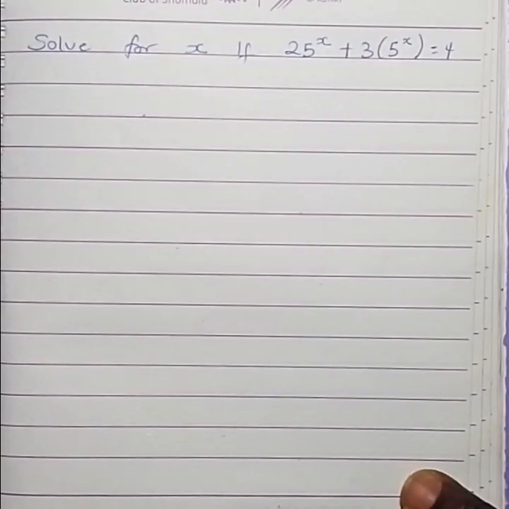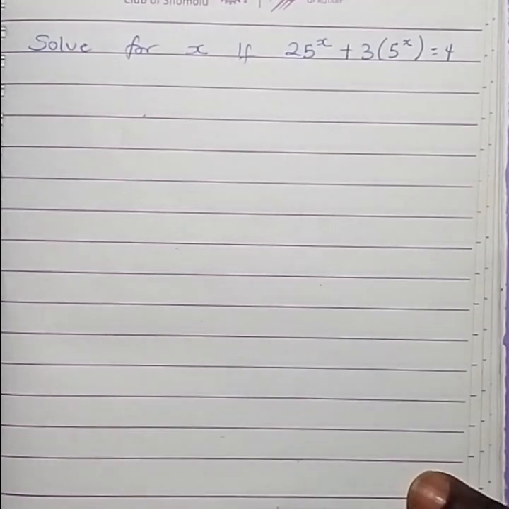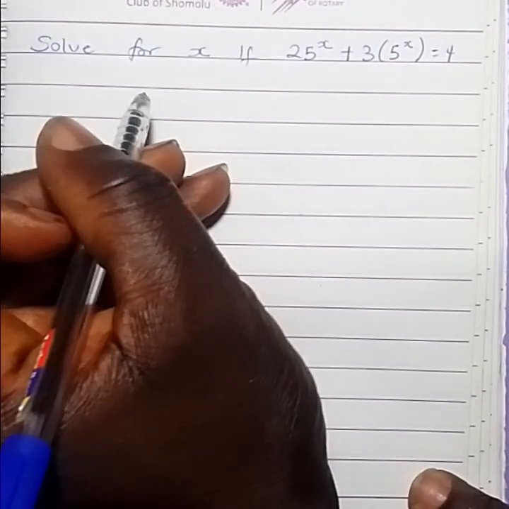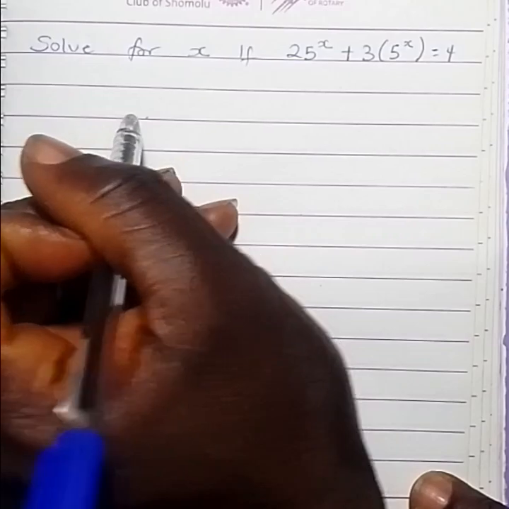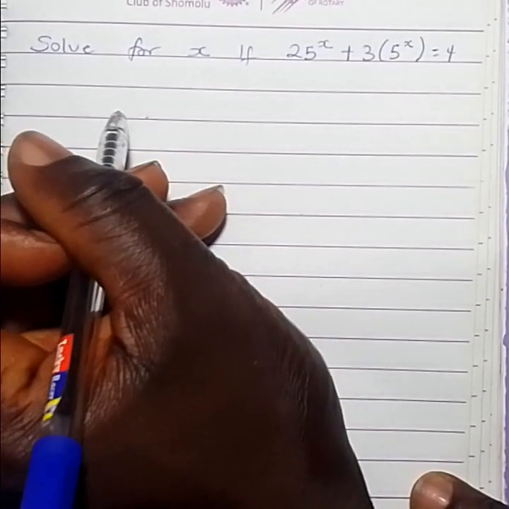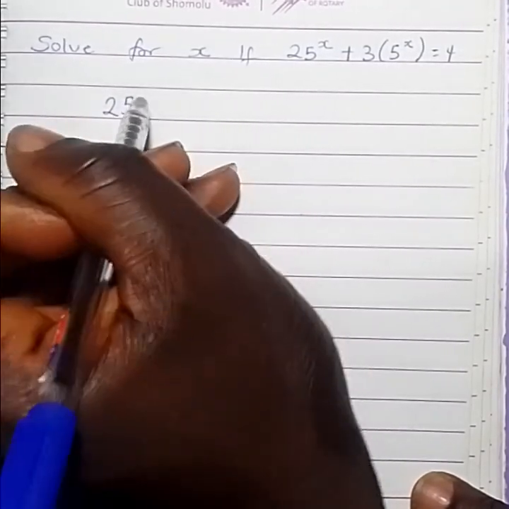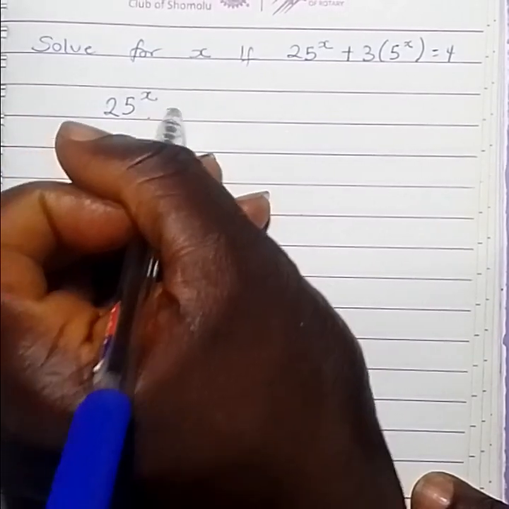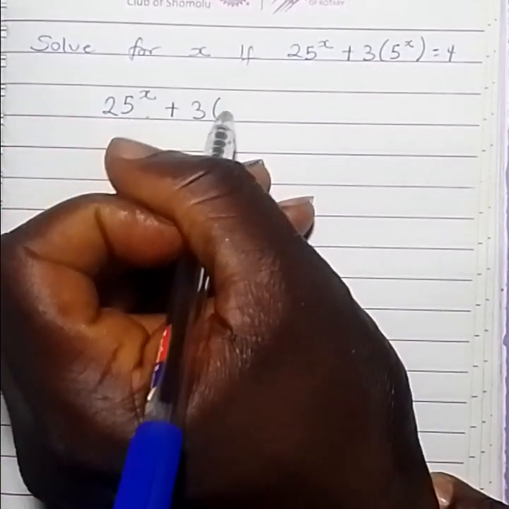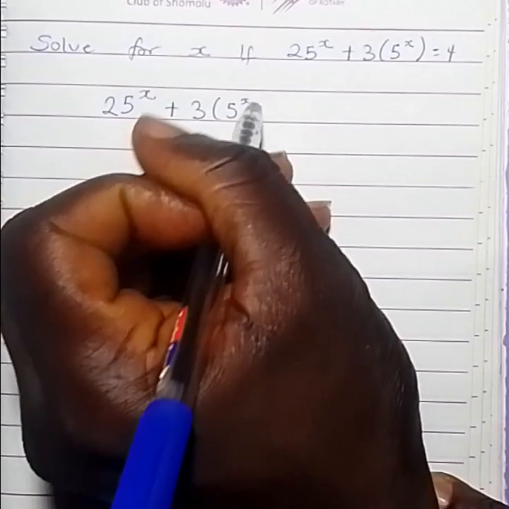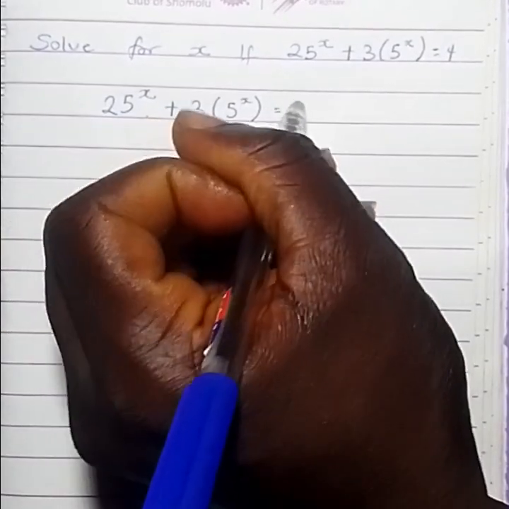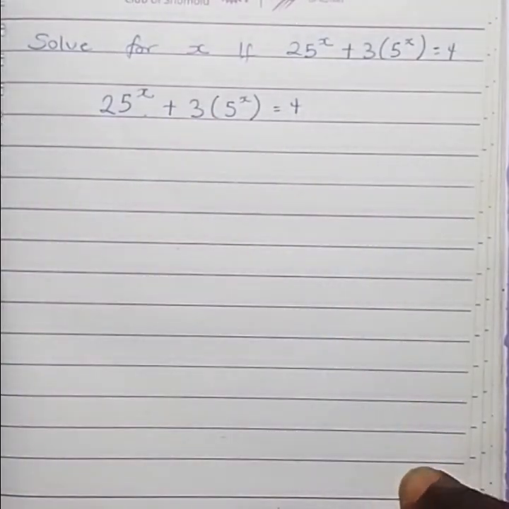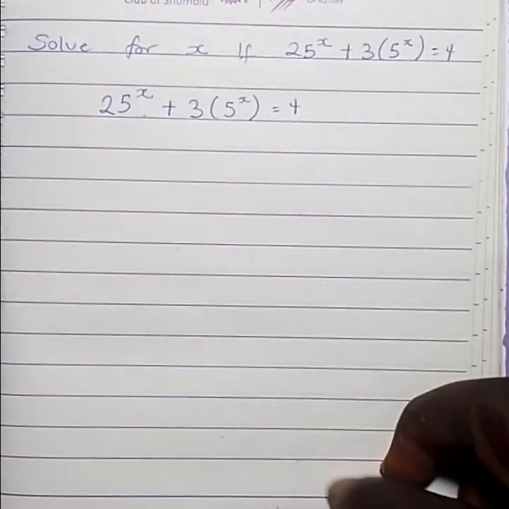Another question on indicial equation. All right, so the question says to solve for x: 25 raised to power x plus 3 open bracket 5 raised to power x is equal to 4. So we are asked to find the value of x.